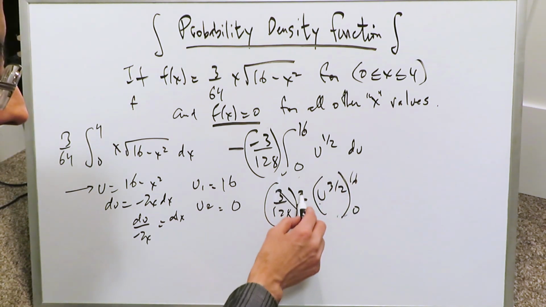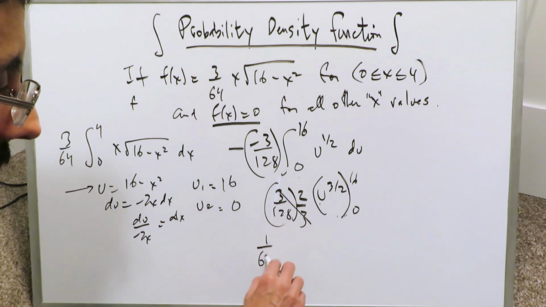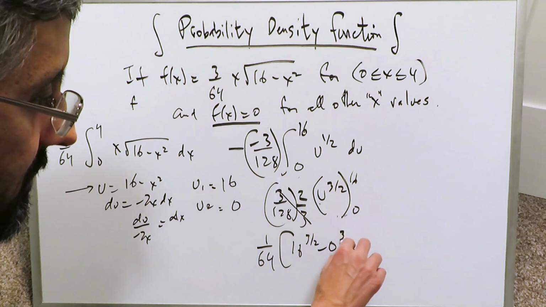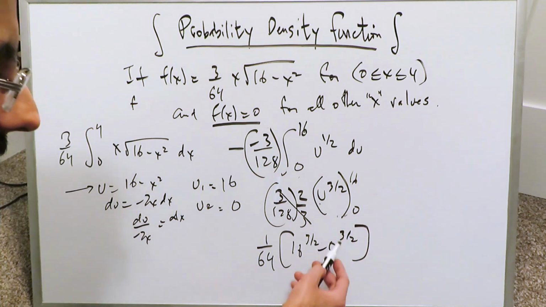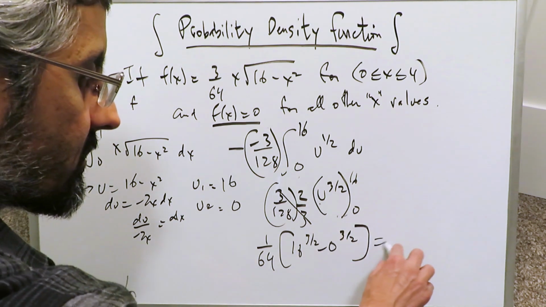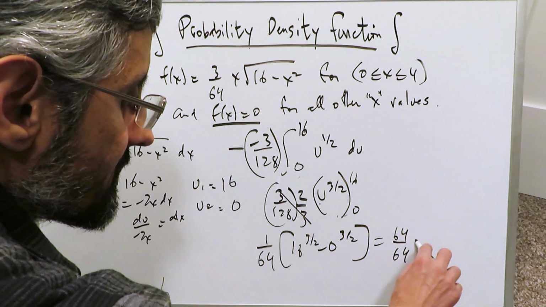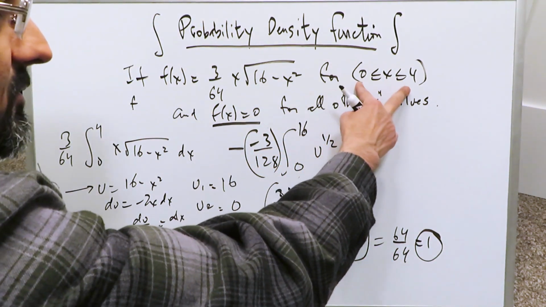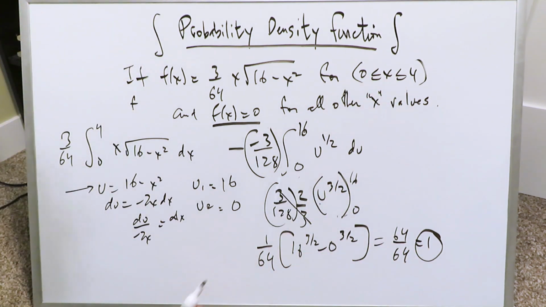These 3's cancel out. I have a 2 over 128, which is a 1 over 64, times 16 to the power of 3 over 2 minus 0 to the power of 3 over 2. 16 to the power of 3 over 2 is really a 64. I see a 64 over 64, which is equal to 1. So this entire function here from 0 to 4 actually equals 1. So I am indeed dealing with a probability density function.